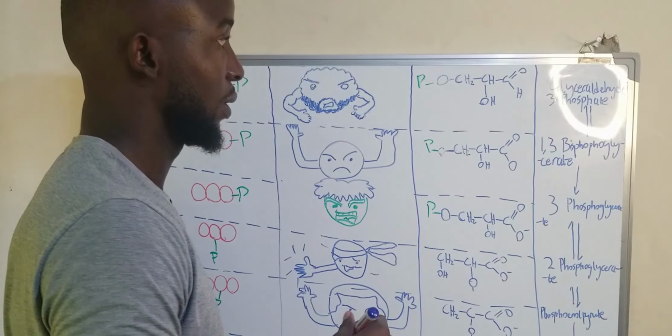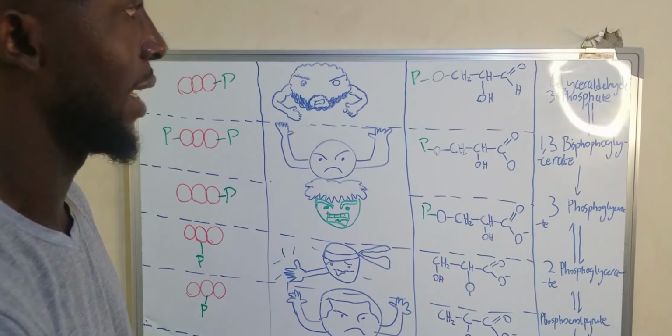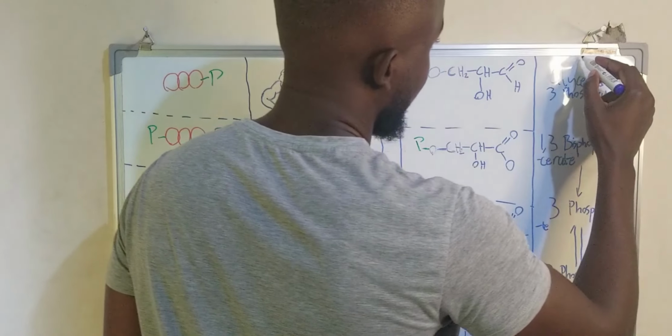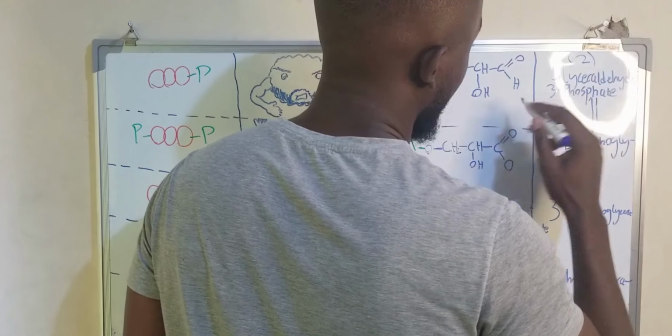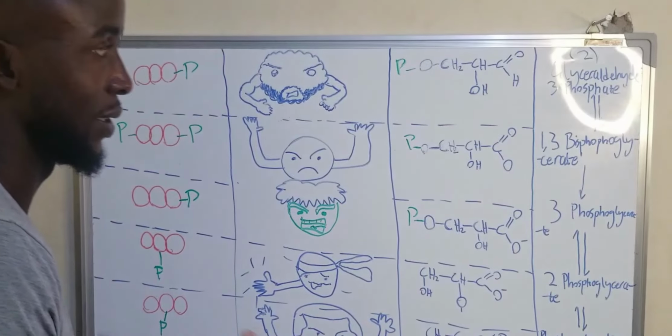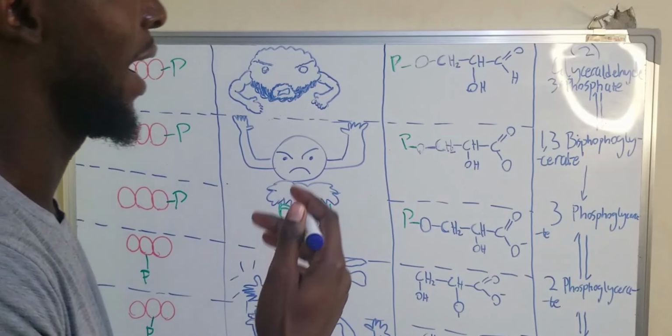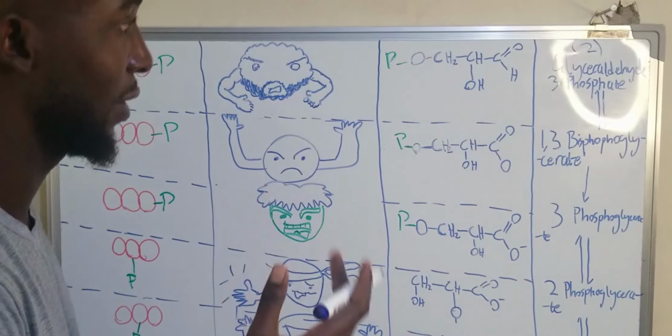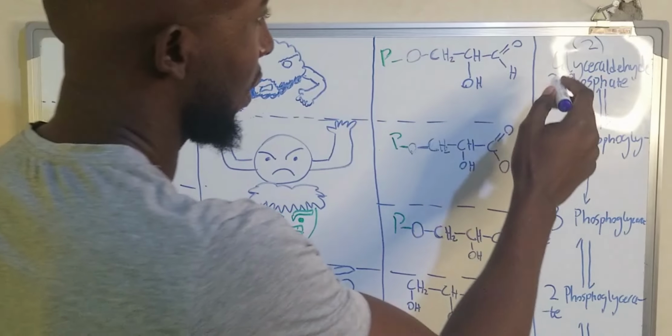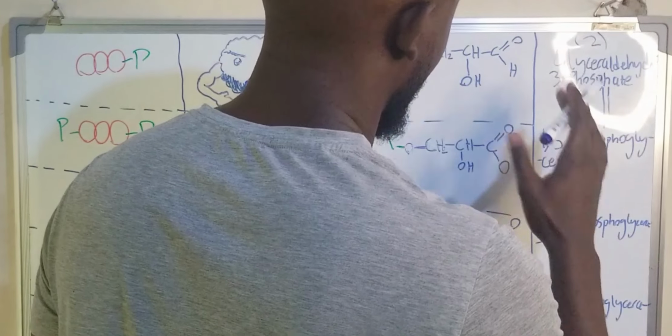So it is very important to note throughout this process that for each molecule, it's 2 multiplied by 2, simply because we have 2 molecules of glyceraldehyde 3-phosphate. Sorry, so it is 2 glyceraldehyde 3-phosphate.